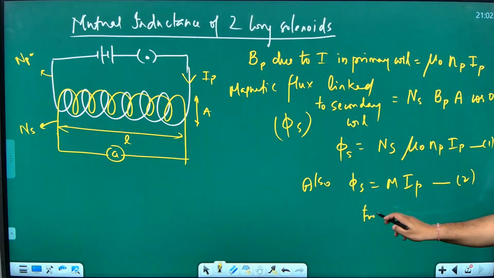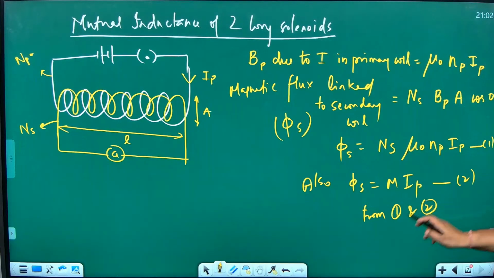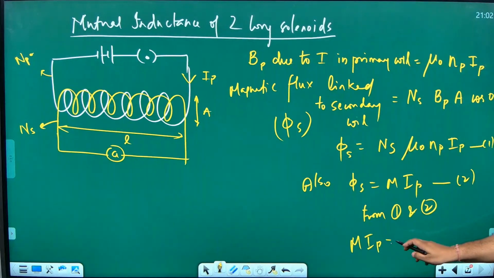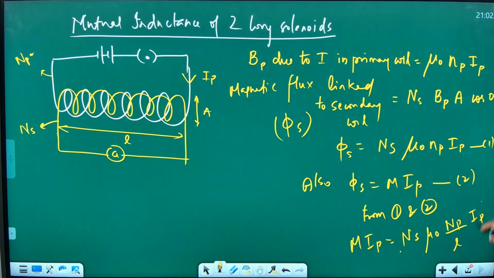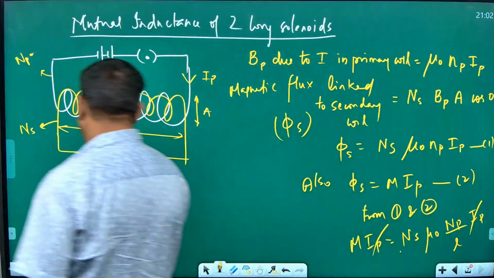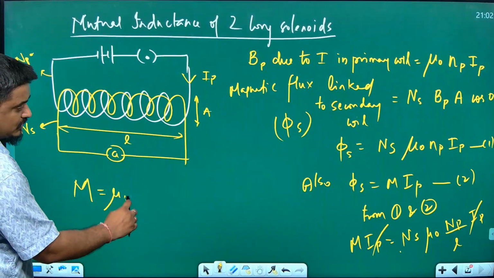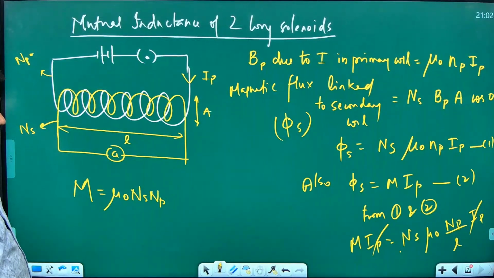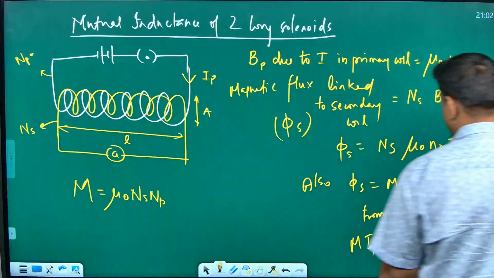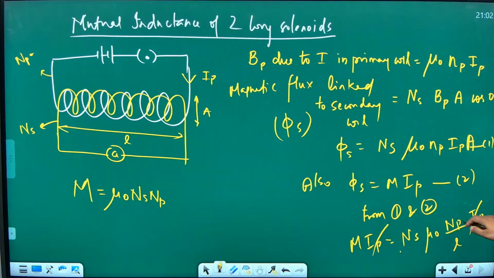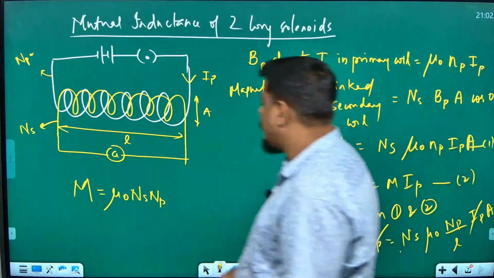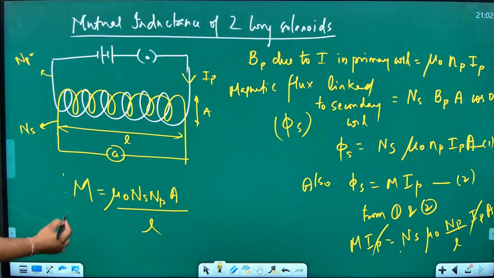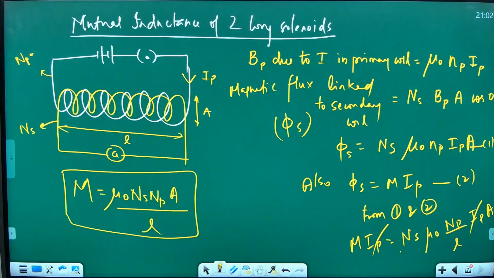What do you get from 1 and 2? M IP is equal to NS into mu naught into NP by L, into IP. IP gets cancelled. I am going to get M as mu naught NS NP. Yes, area I left here. Thank you. One more area will come here. So mu naught NS NP A by L. What is that? Mutual inductance.